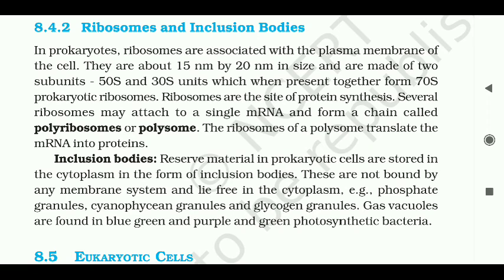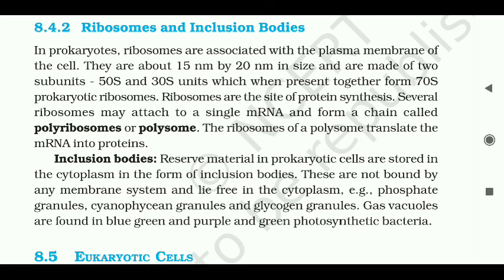8.4.2 Ribosomes and inclusion bodies. In prokaryotes, ribosomes are associated with the plasma membrane of the cell. They are about 15 nm by 20 nm in size and are made of two subunits, 50S and 30S units, which when present together form 70S prokaryotic ribosomes. Ribosomes are the site of protein synthesis.